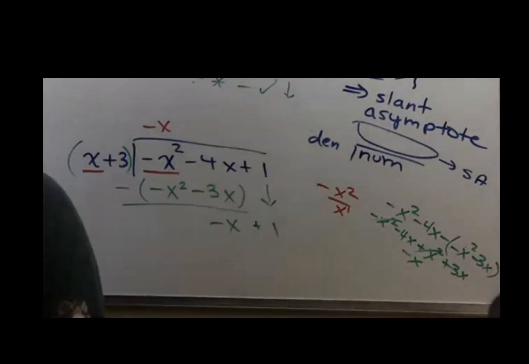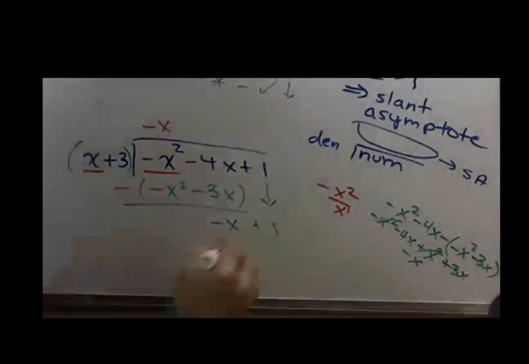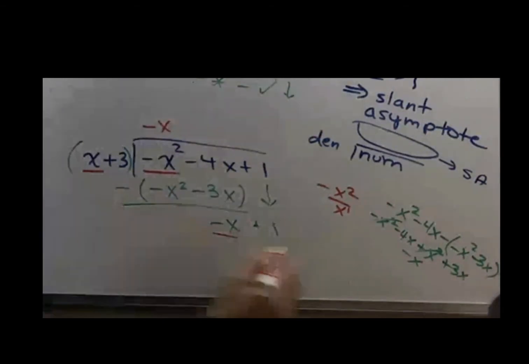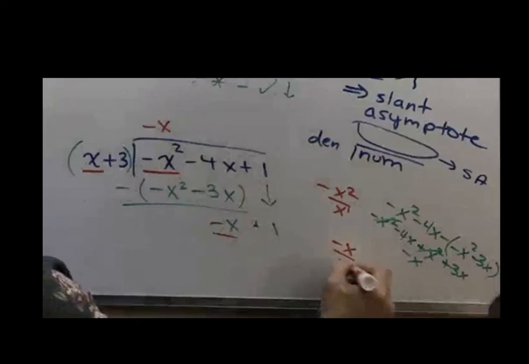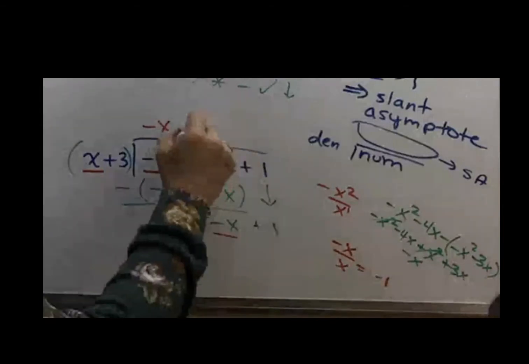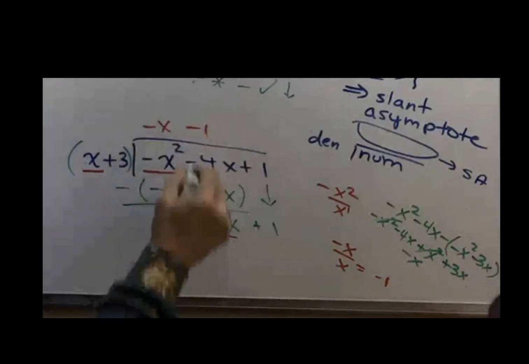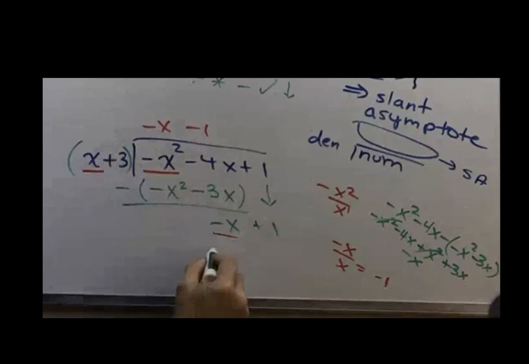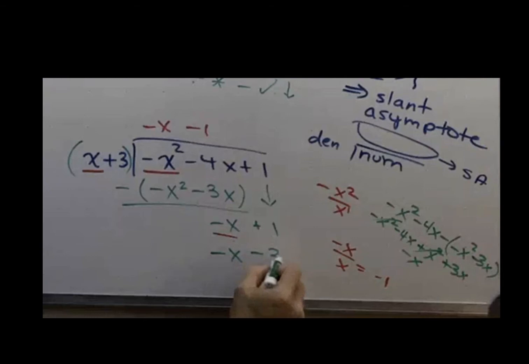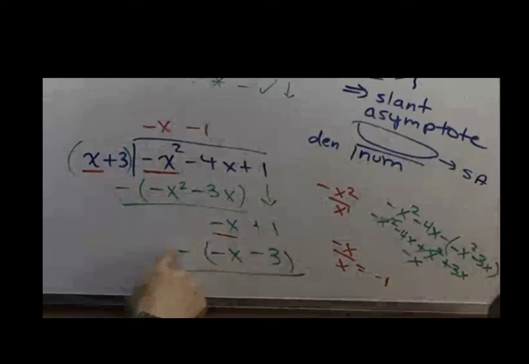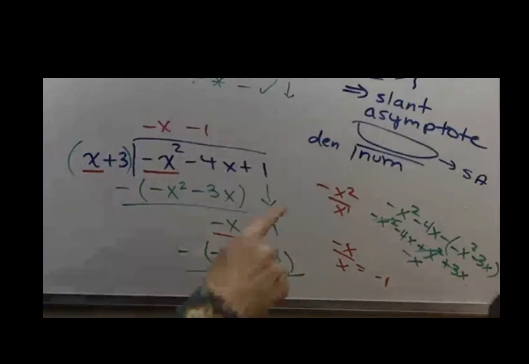And so I'll repeat the process. So I'm back to divide. So negative x divided by x. The answer is negative 1. So this is minus 1. So now I'm at the multiplication step. So I take negative 1 times x, negative 1 times 3, negative 3, and then I subtract it. So negative x minus negative x will become negative x plus x, which is 0. 1 minus negative 3 becomes 1 plus 3.